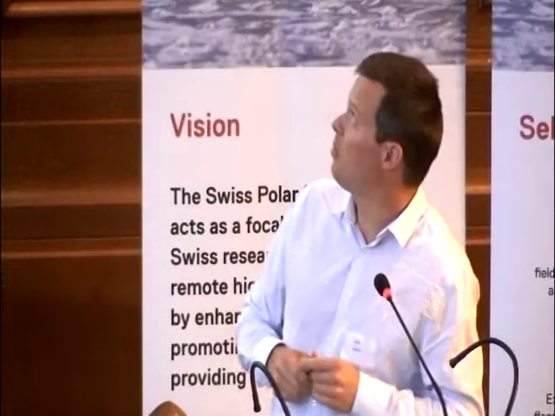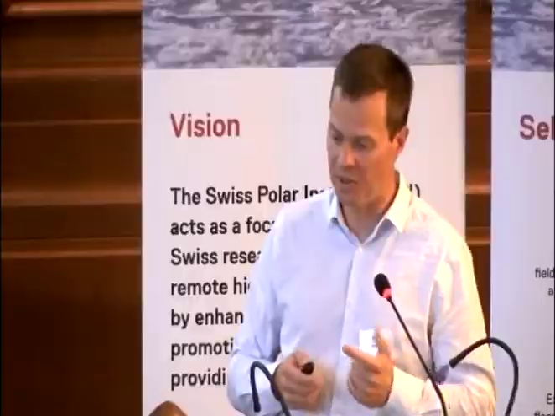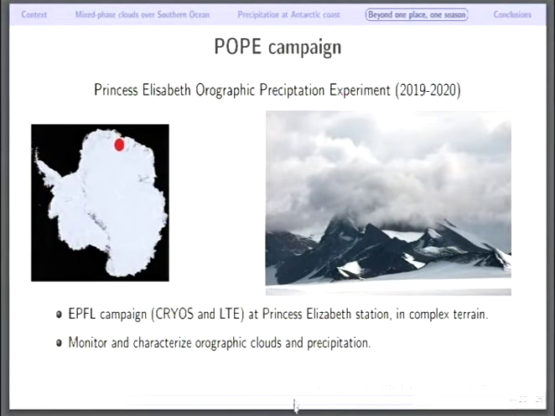The first one is the POPE campaign. The name stands for Princess Elizabeth Orographic Precipitation Experiment. That was in 2020. This took place at the Princess Elizabeth Station, which is a bit inland and, most importantly, really in the middle of many mountains, so complex terrain. Antarctica, but also complex terrain. We had the campaign there, a joint effort with our colleagues from CRYOS, another lab at EPFL. And the idea here was for us to monitor and characterize orographic clouds and precipitation.